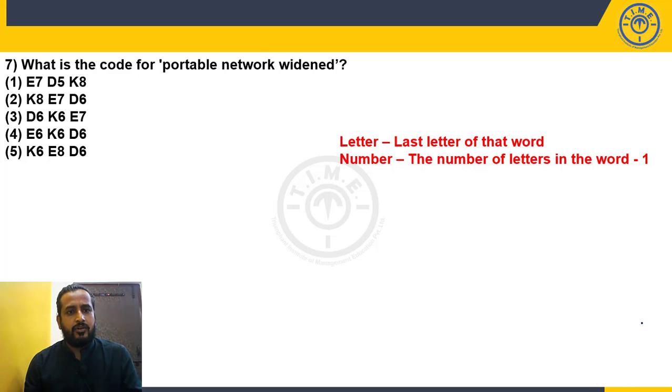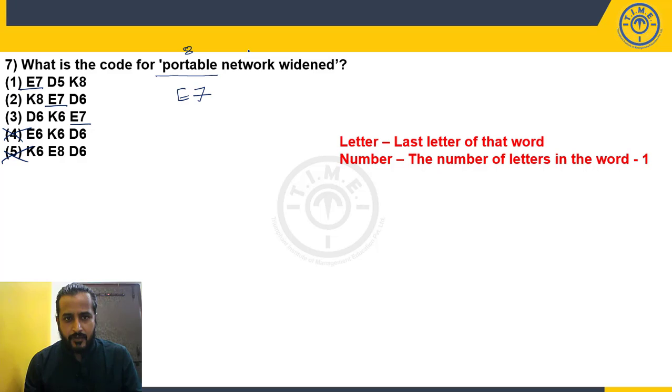Now, what is the code for portable, network, widened? Okay, first let us identify the logic for portable. Identify the code for portable. Number of letters in the word 8. So 8 minus 1, 7. Last letter E. How many options are available with E7? First, yes. Second, yes. Third, yes. Fourth, no. Fifth, no. Fine.